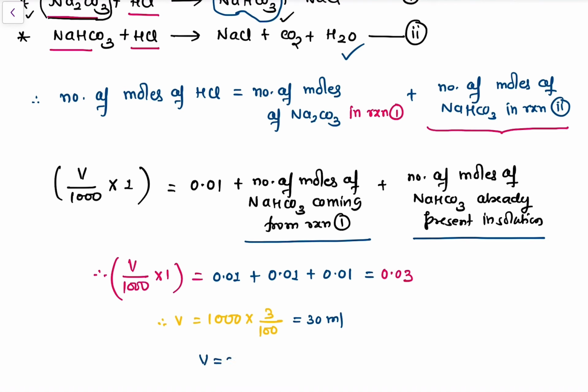So 30 ml of HCl having a concentration of 1 molar will be required to change the color of the methyl orange from red to yellow, in a solution which is having 0.01 mole of sodium carbonate and 0.01 mole of sodium bicarbonate. So this is one very good example of double titration. So from this example we can understand the double titration, I hope.